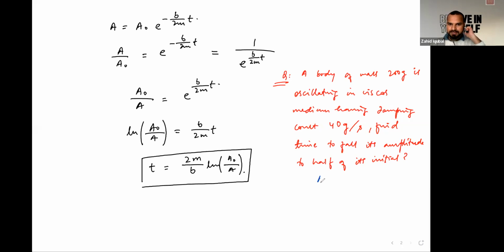It means final A is A naught by 2. Mass is given, damping constant B is also given. Just substitute all the values and use ln2 as 0.7. Try to find. First, try to solve this part.